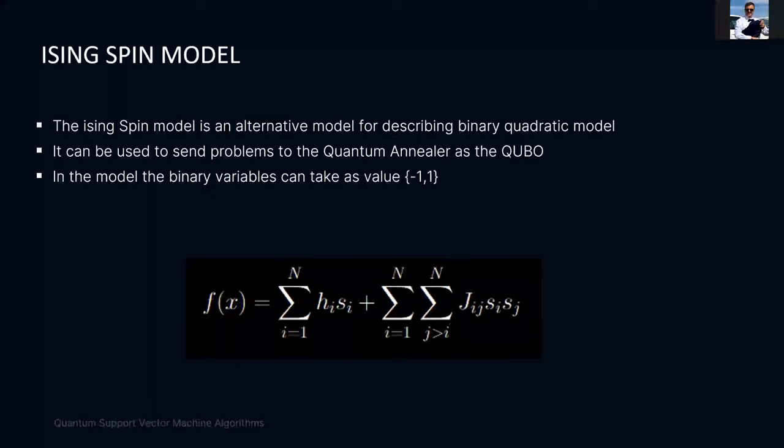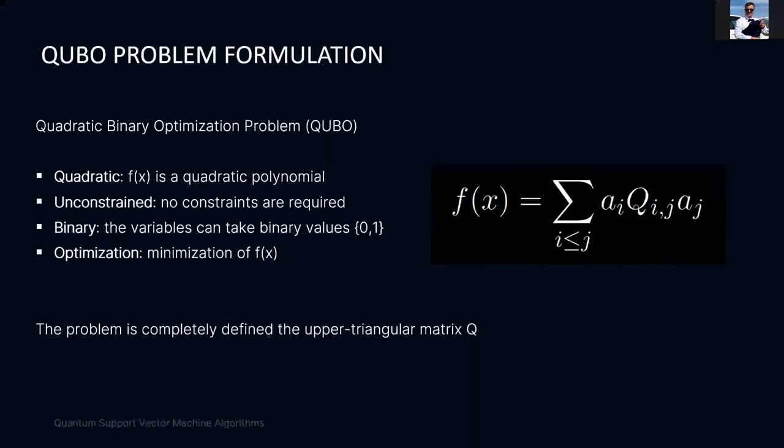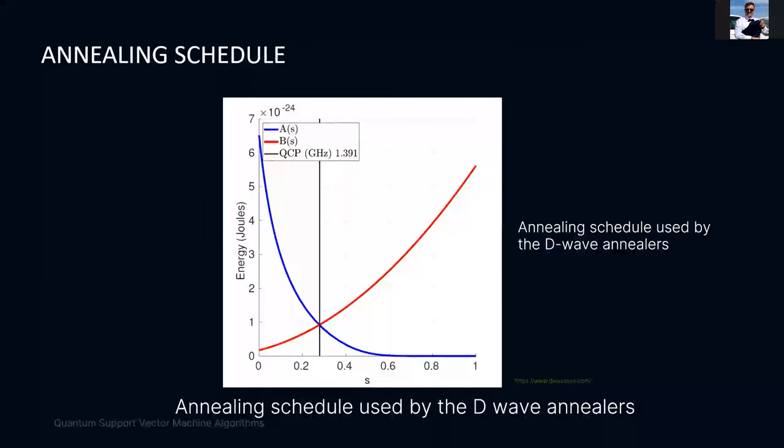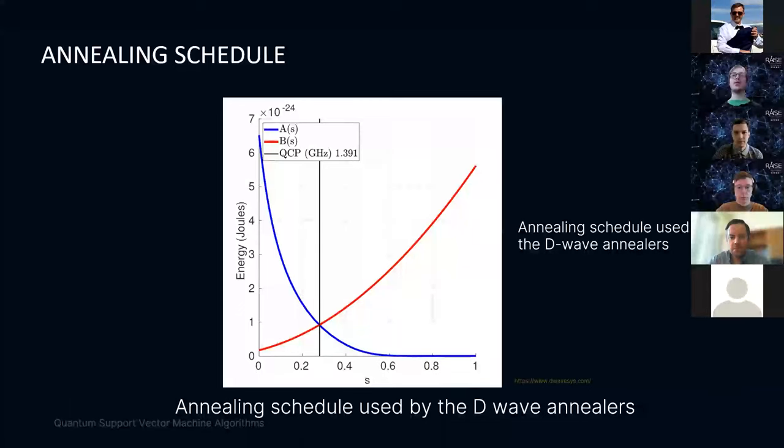For consistency, Amer and I work with the QUBO formulation, because previous work in the field of quantum machine learning with annealing, with the quantum support vector machine, employed this model. So for consistency, we just employed the QUBO, but they're both fine and equivalent. So going on with the annealing as it is in play with the D-Wave framework.